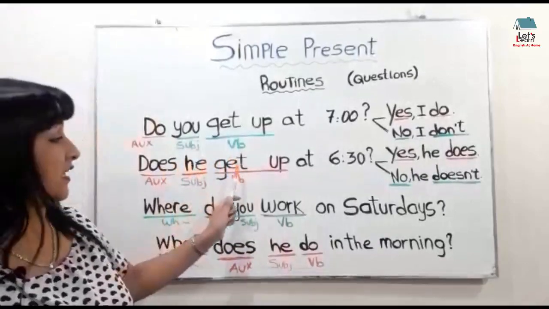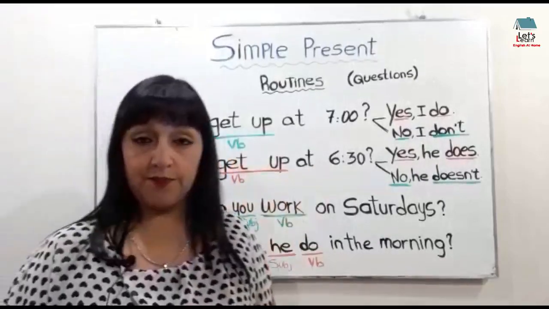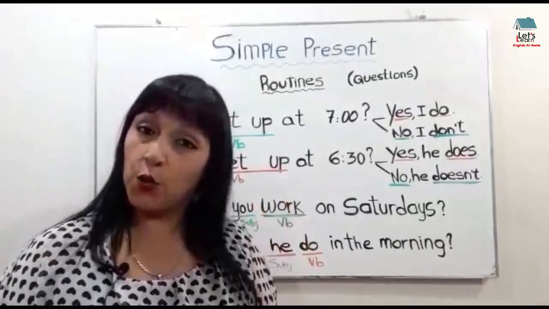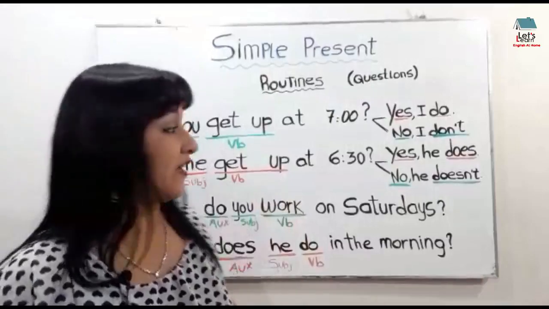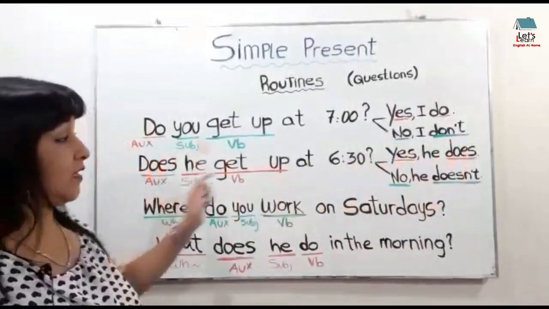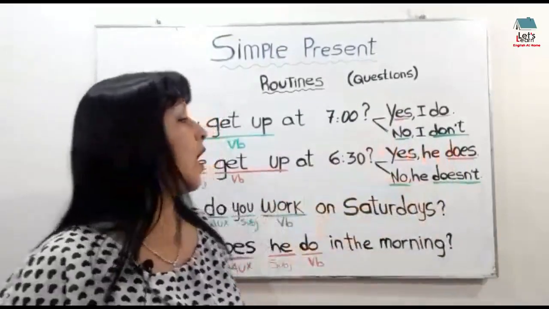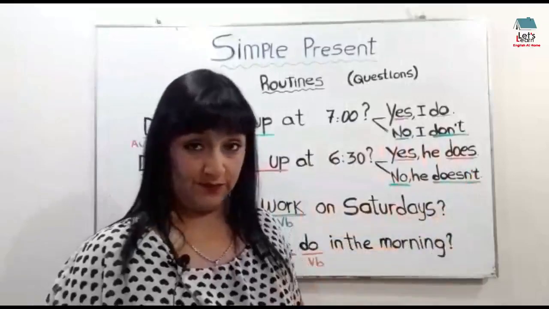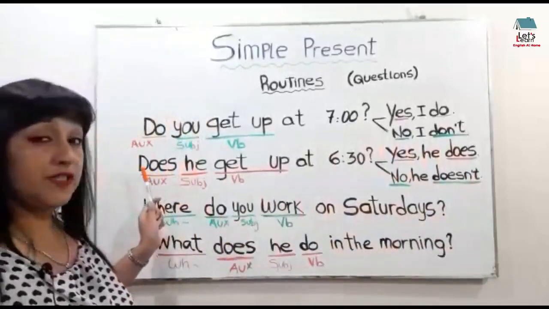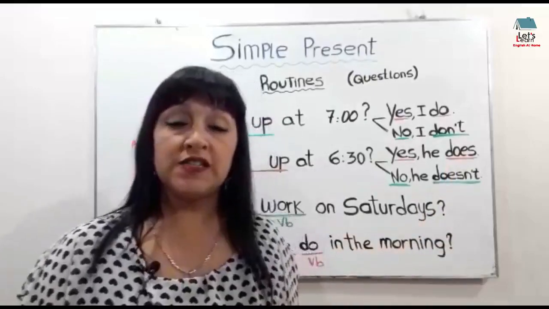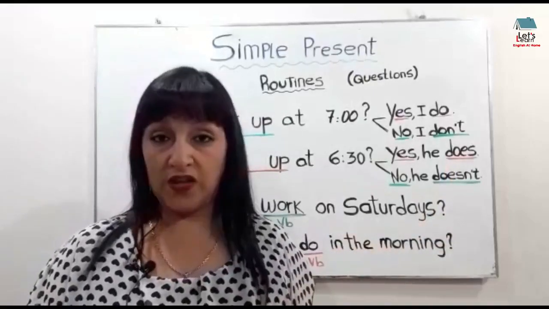Does he get up at 6:30? With two possible answers, because again, it's a yes-no question. For an affirmative answer, yes, he does. For a question with does, we answer with does. For a negative answer, no, he doesn't. So for the negative answer of does, we use doesn't. Those are two examples of yes-no questions.